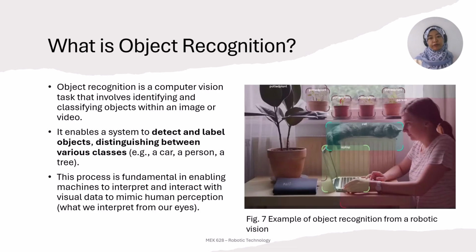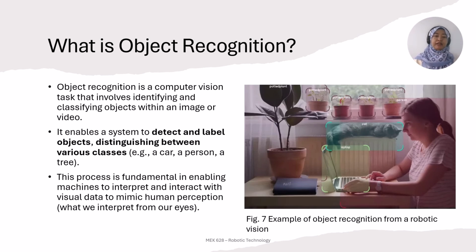So what is object recognition? Object recognition is a computer vision task that involves identifying and classifying objects within an image or video. It enables the system to detect and label the object, and distinguish it from other objects or other classes. For example, a car and a person. It has to differentiate between a car and a person in the image. This process is fundamental in enabling robots to interpret and interact with visual data to mimic human perception.